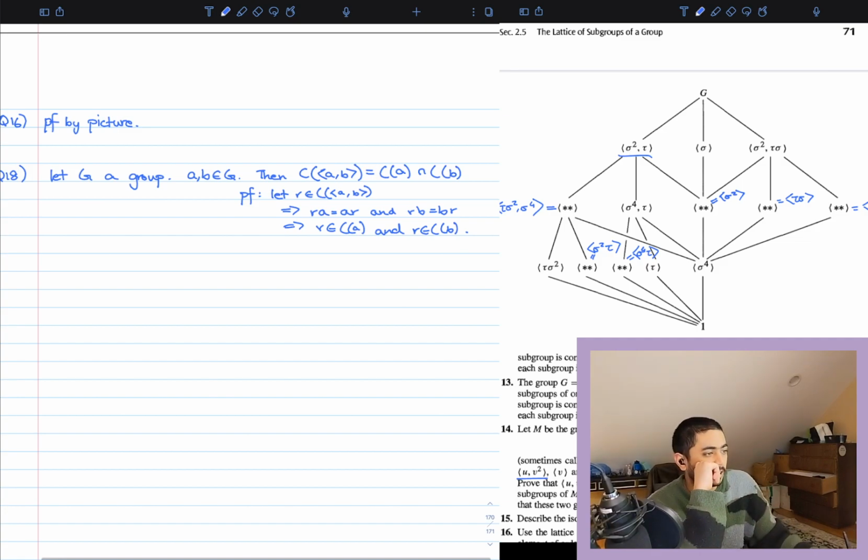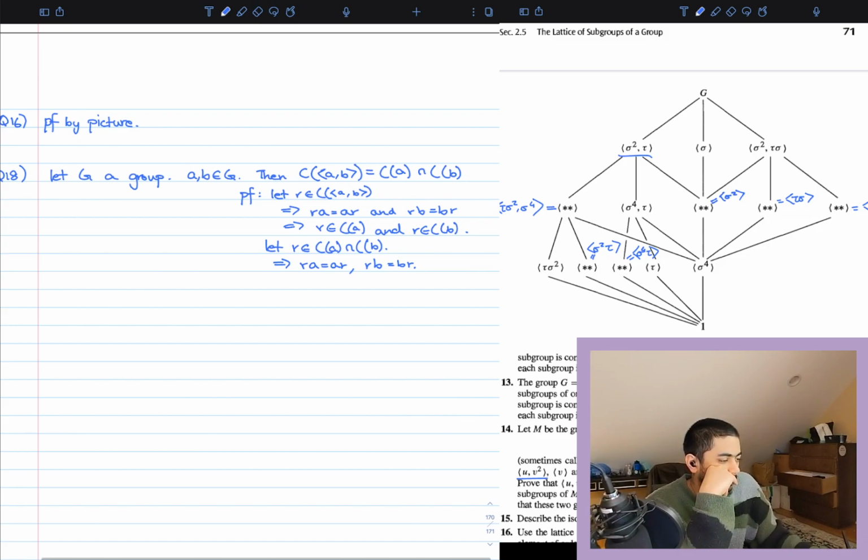Okay, what about the reverse direction? Let R be inside the centralizer of A and also in the centralizer of B. This means that R commutes with A and that R commutes with B. But does it commute with an arbitrary element in here? Well, let's take an arbitrary element. The group may be non-abelian, right?